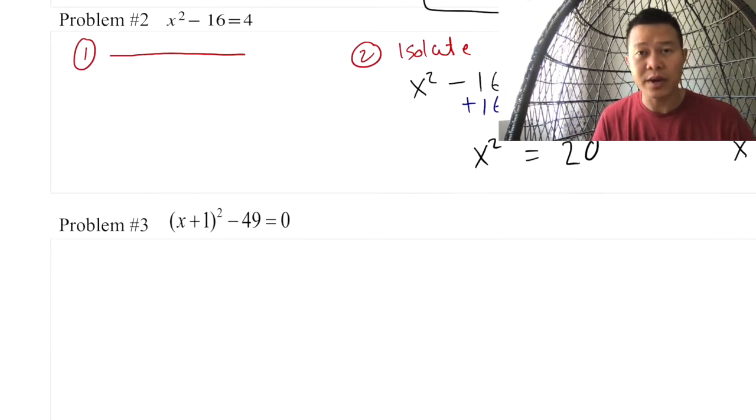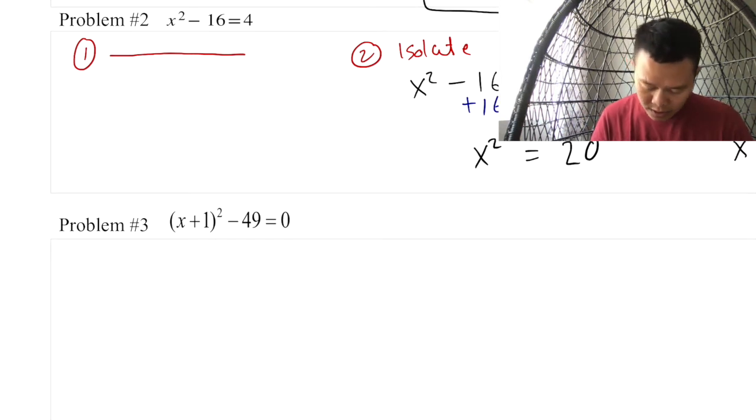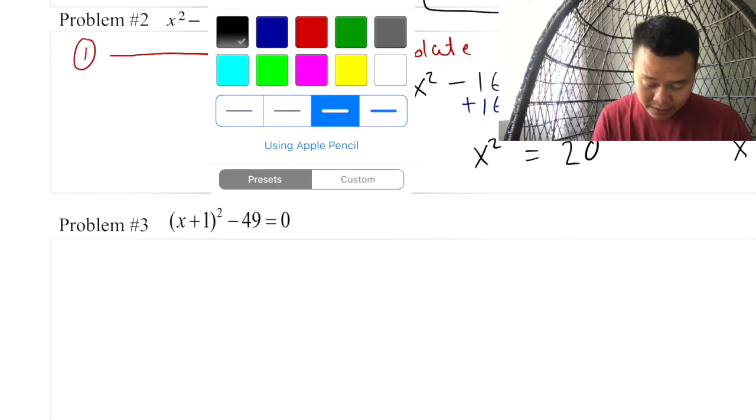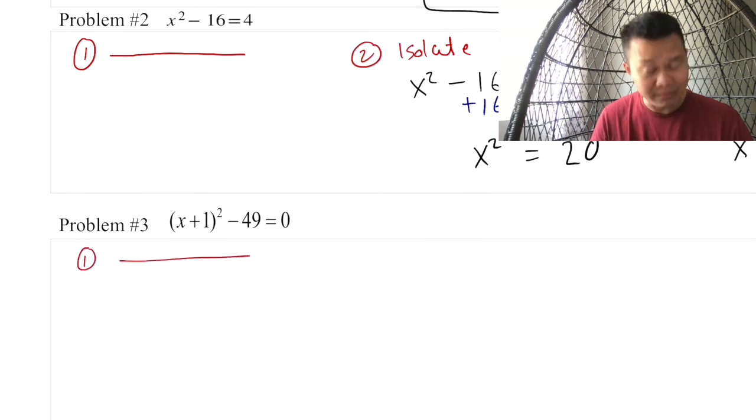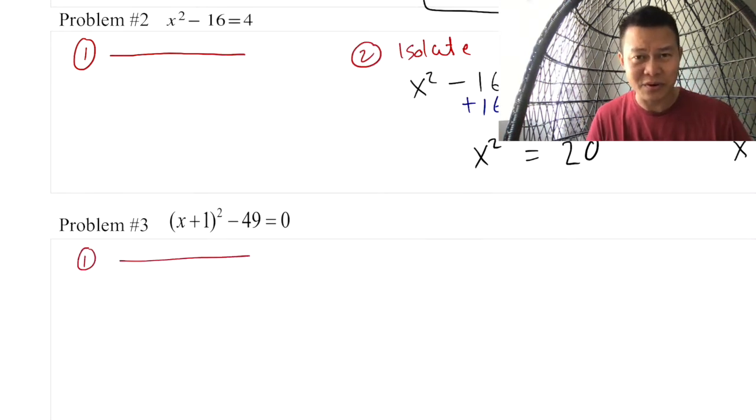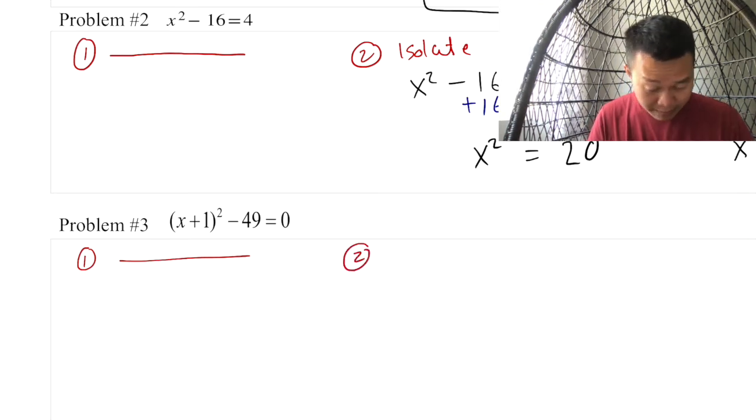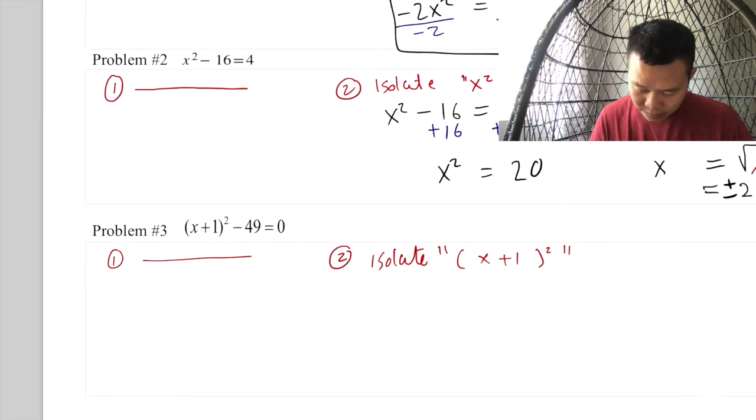Solve using the square root method to find the solution. So the first step is to set y equals to 0, but again, this one doesn't even have a y. So technically there are only 2 steps for problems 2 and 3. Step number 2, isolate. Now in this problem, we don't really see an x squared term, but we see this as our x squared term. So we want to isolate that.